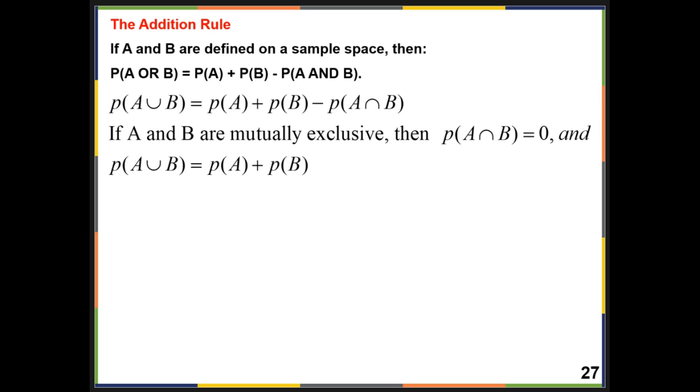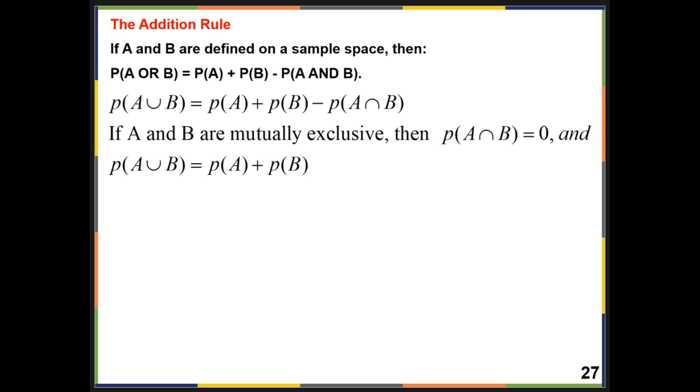from the slide. Then we also have the addition rule, and we're going to look at a couple examples after this. So the addition rule is if A and B are defined in a sample space, then the probability of A or B equals the probability of A plus the probability of B minus the probability of A and B.